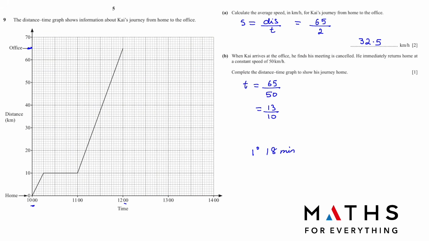That's a very simple way to change the time into hour and minutes format. Use the calculator. So we know that this is 15 and 18 will be somewhere here. Join this point with the time.